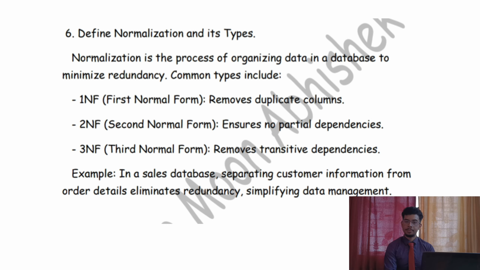Define normalization with its types. Normalization is the process of organizing data in a database to minimize redundancy. Common types are 1NF or first normal form, it removes duplicate columns. 2NF, second normal form, ensures no partial dependencies. 3NF, third normal form, removes transitive dependencies. For example, in a sales database, separating customer information from order details eliminates redundancy, simplifying data management.